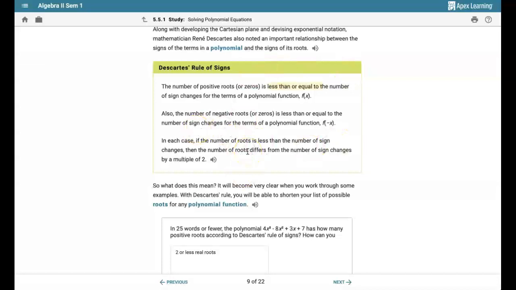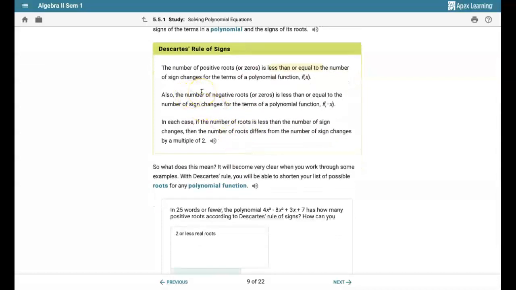Then we also look at the negative real root options. To calculate this, we plug in for f of negative x, so instead of x, we plug in negative x. Once you've simplified, you do the same process: you count the number of sign changes. That tells you how many negative real roots you can have.